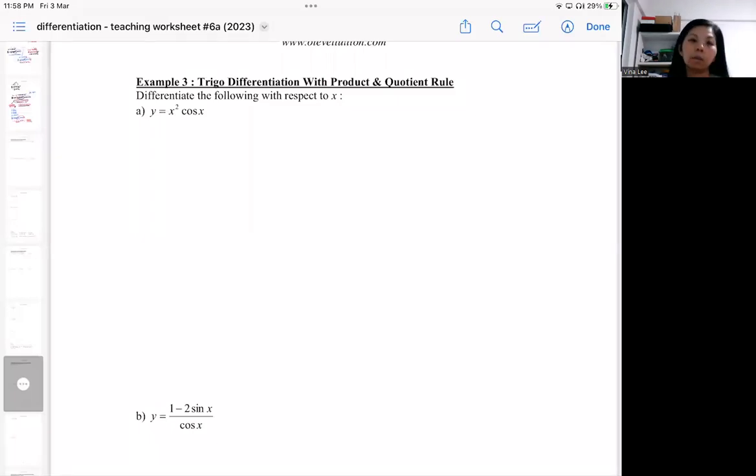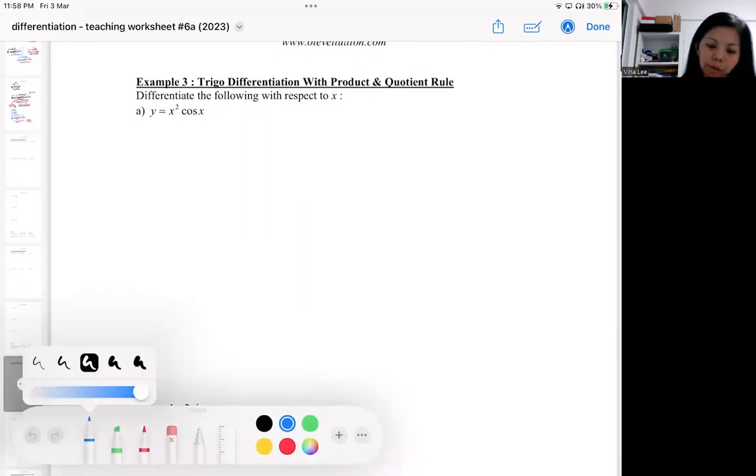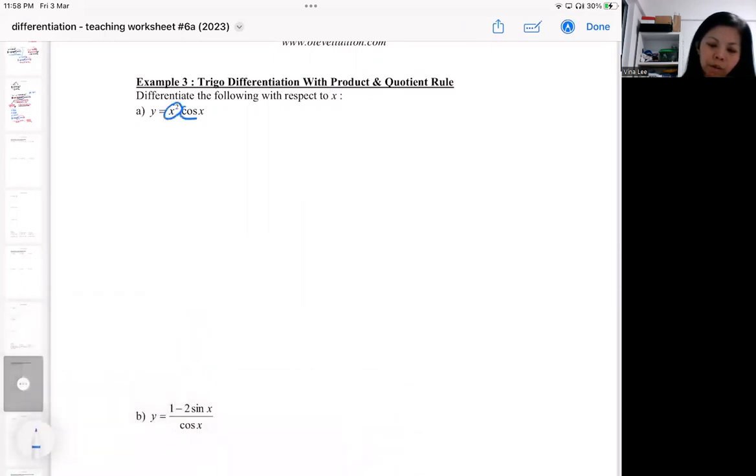Okay, so in this example, we will be doing some trigo differentiation with product and quotient rule. So the rule will be the same product rule, of course. So remember, when do you use your product rule? You use the product rule when both the product contain x. So product rule will be dy/dx equals v du/dx plus u dv/dx.